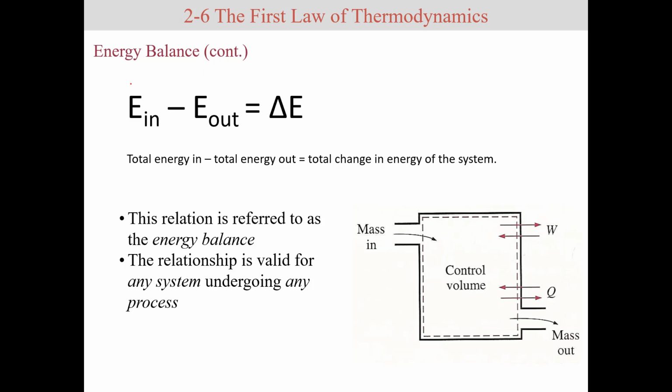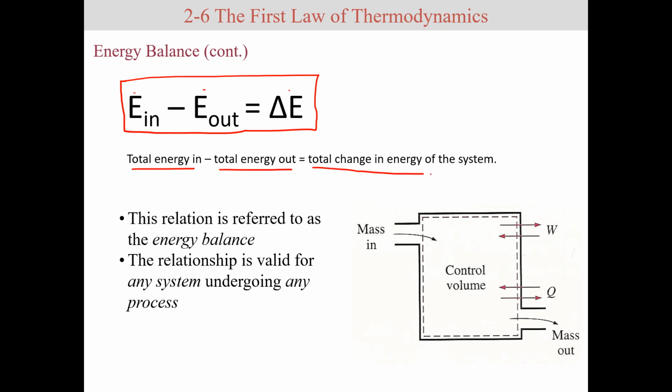And this is the whole first law in one equation right here. What we're going to be doing in the next several chapters is just a reapplication of this same thing, expanding this equation into a form that is appropriate for the specific problem sets that you will be solving. And here it is. It is the total energy in minus the total energy out equals the total change in energy of a system. Or if you want to expand it, it would be the total energy in by heat, mass, and work minus the total energy out by heat, mass, and work equals the total change in energy of the system, which is internal plus kinetic plus potential.